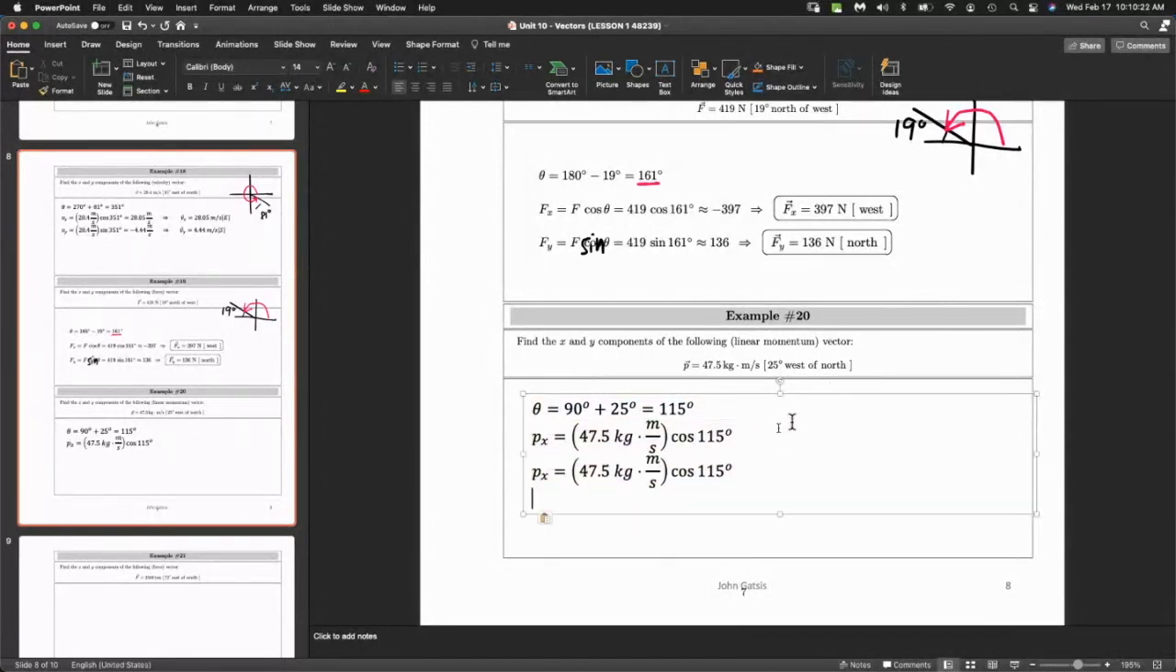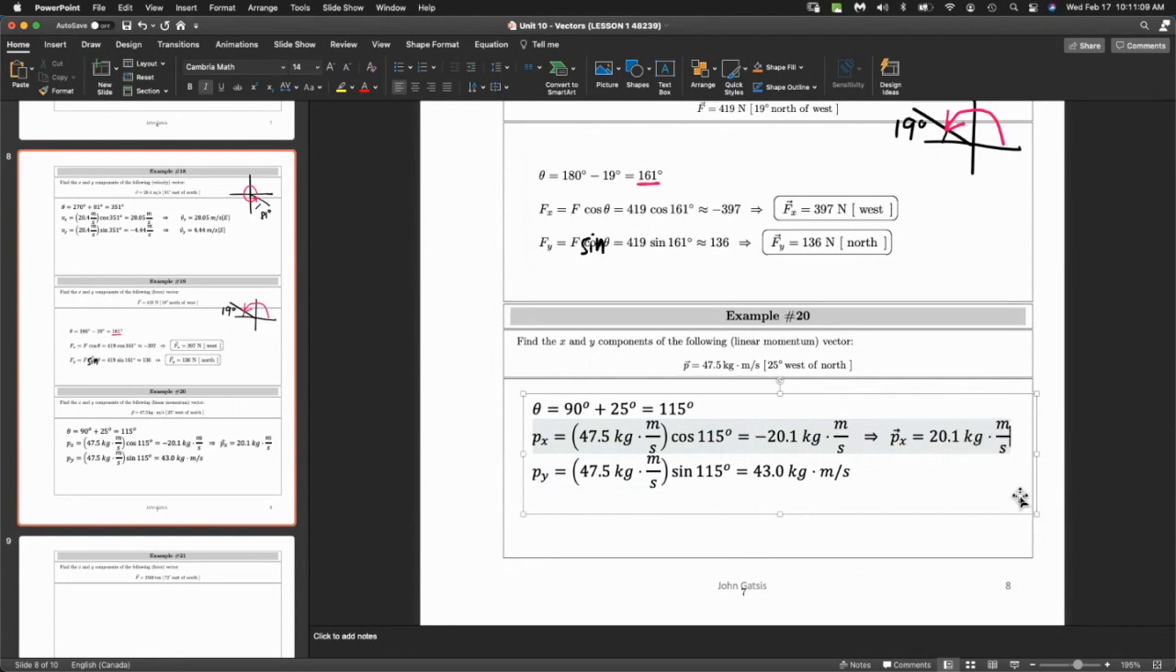So the y component of momentum would involve the sine, not cosine. And then if you evaluate that, I got negative 20.1 kilograms meters per second. And for the sine, I got 43.0. Can someone confirm those in the chat, please? Thank you. Thank you, James. Then we have 20.1 kilogram meters per second.